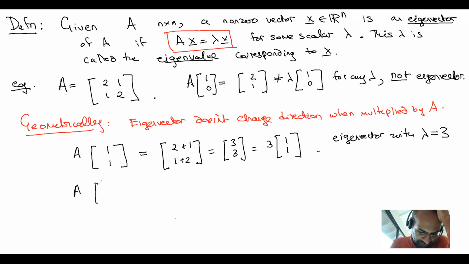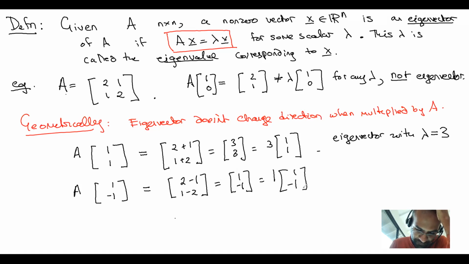So the eigenvalue is the scaling factor. And here's another vector that has this magical property. If you look at the vector 1, minus 1, then you get 2 minus 1 and 1 minus 2, which is 1, minus 1, which is 1 times 1, minus 1. And this is also an eigenvector with lambda equals 1. So I found two vectors that don't change direction when you multiply by A.